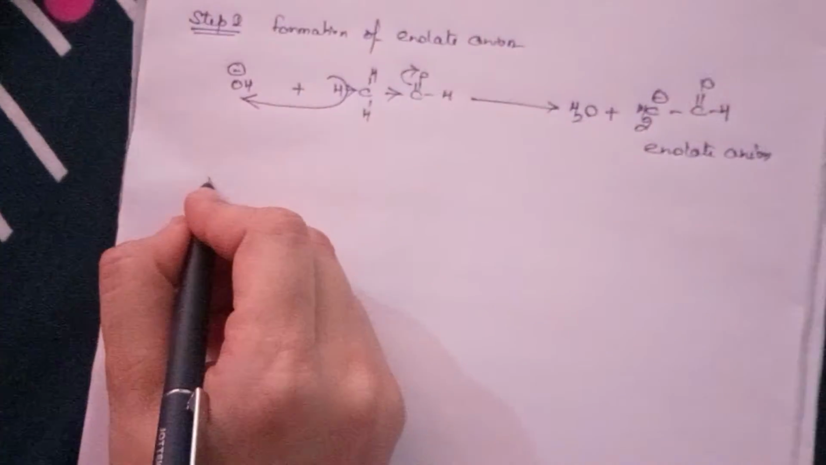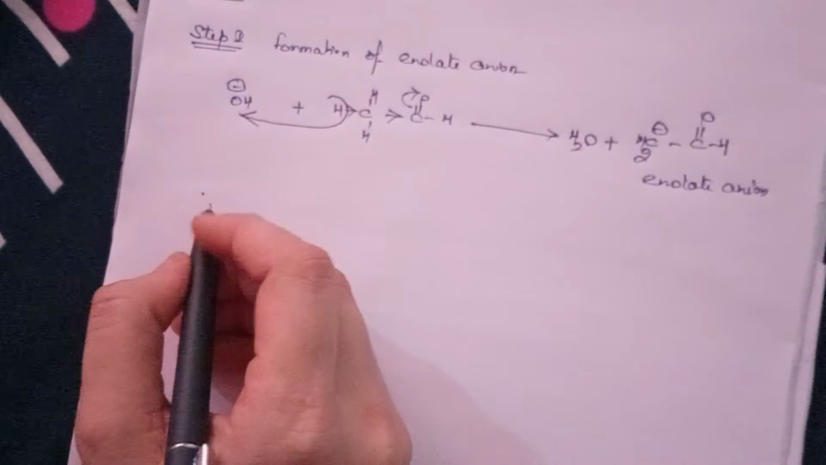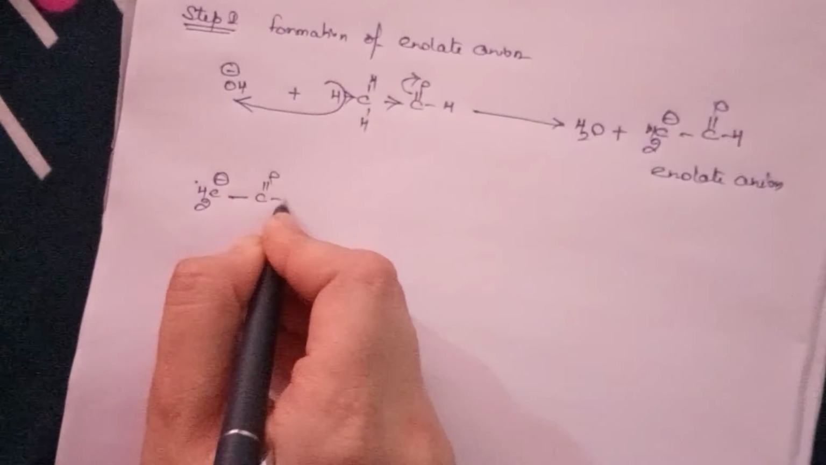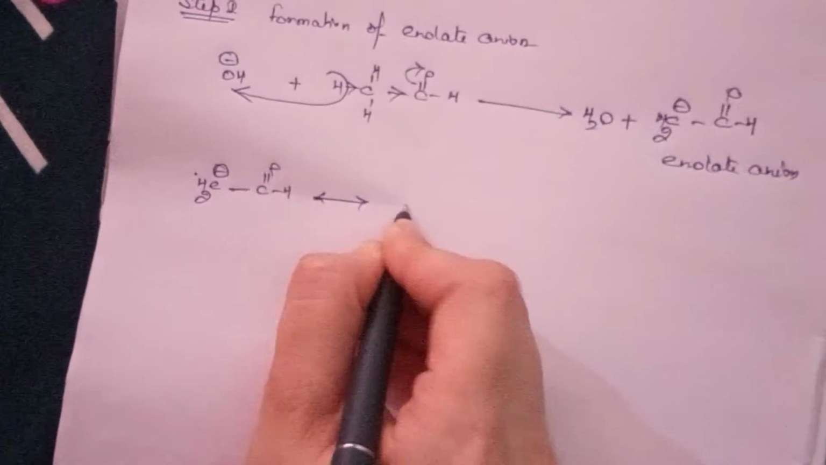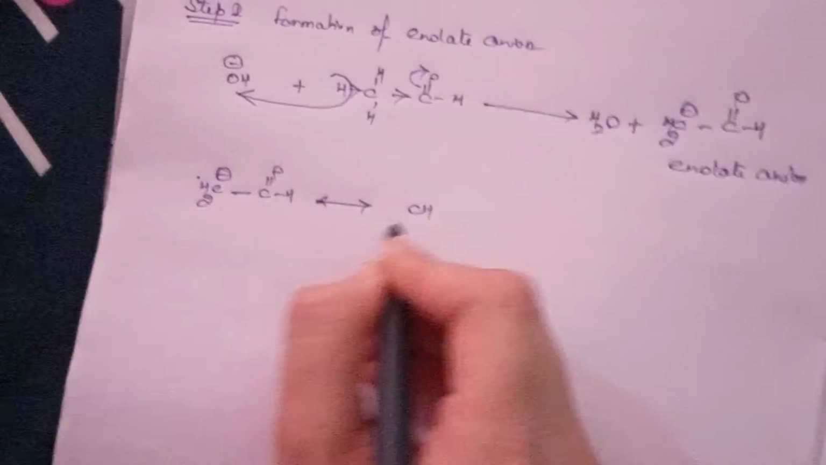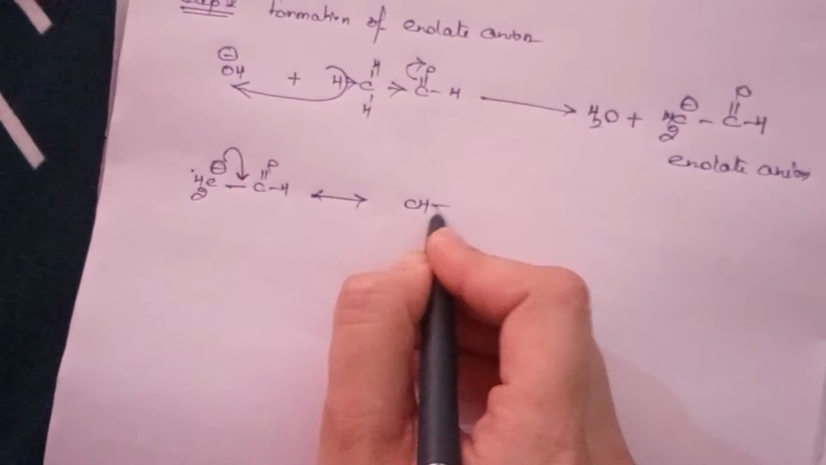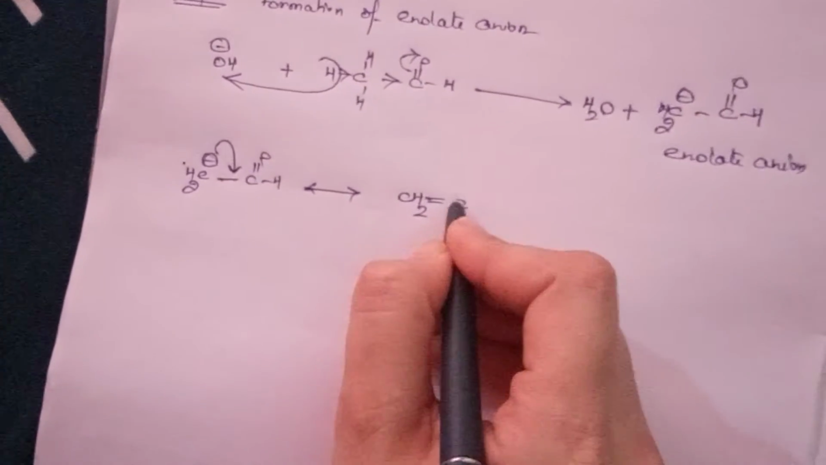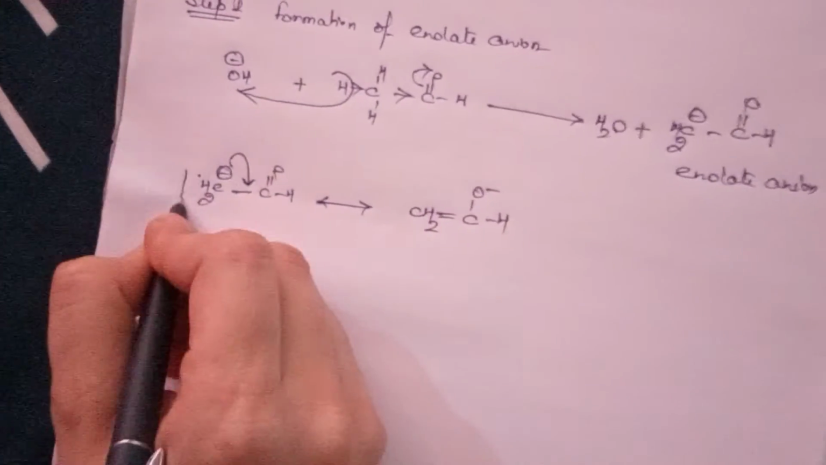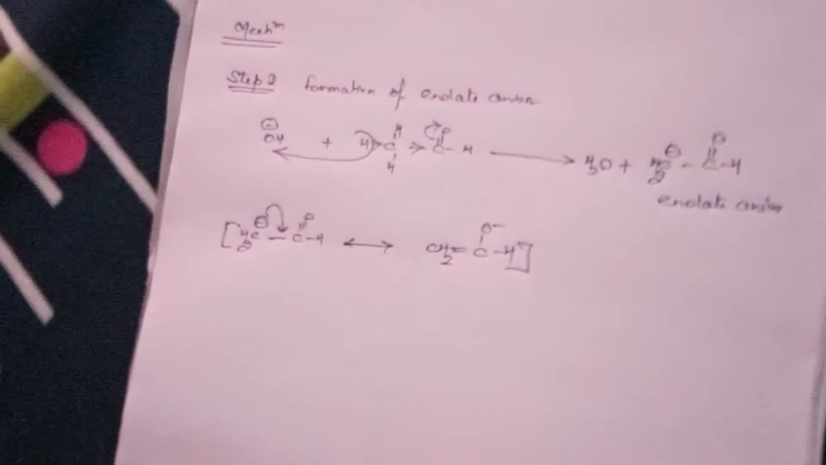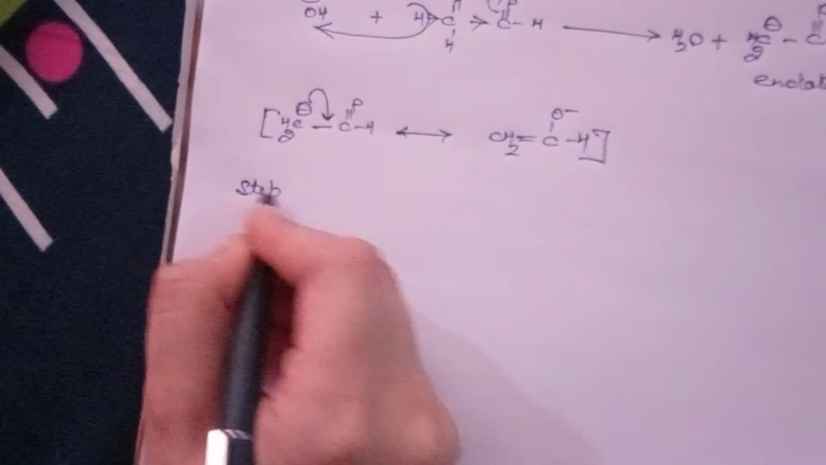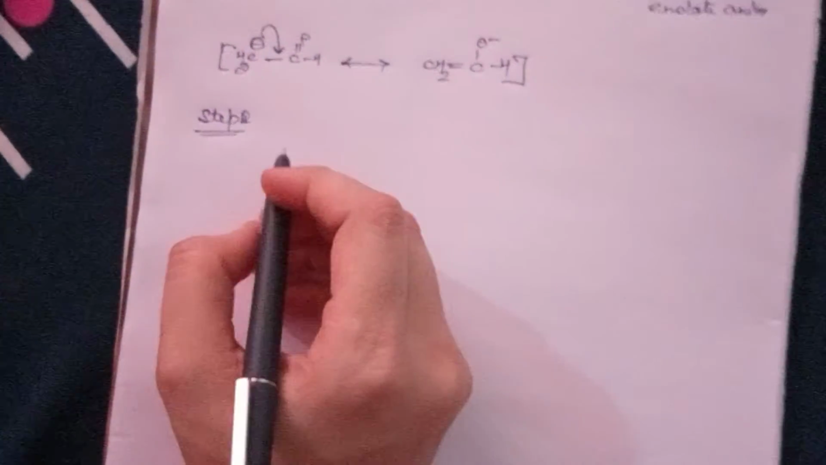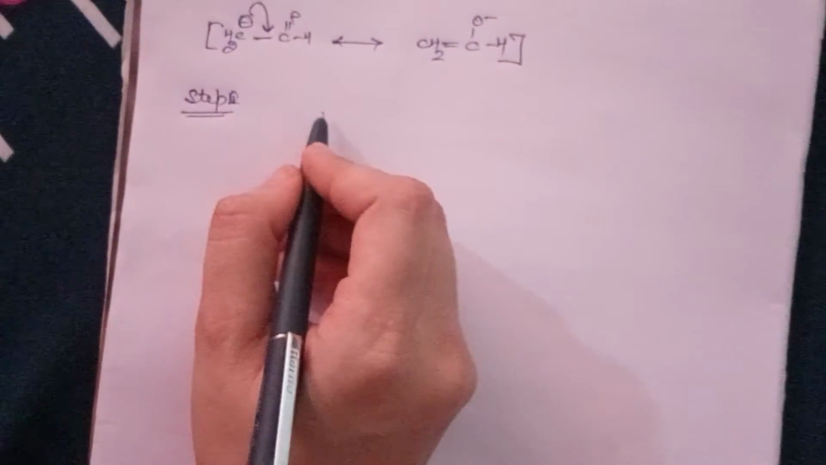This enolate anion is a resonance stabilized molecule, and is stabilized to form a double bond between the carbonyl carbon and the CH2 group. In the second step, this enolate anion attacks the second molecule of aldehyde which is carrying alpha hydrogen.